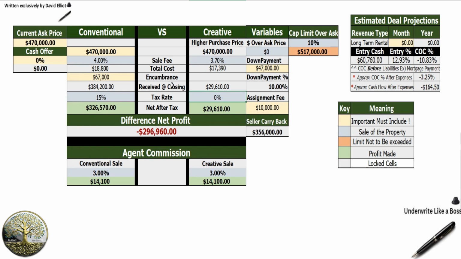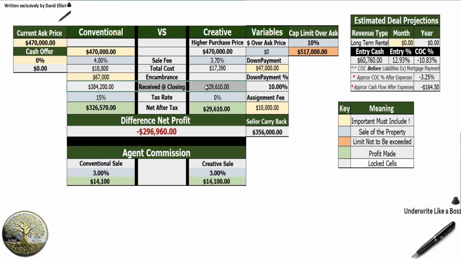So in a scenario where the seller has the option to accept a cash or conventional offer through a retail buyer, they're going to receive $384,000 at closing, whereas on your creative deal, they're going to be expecting to get about $30,000.